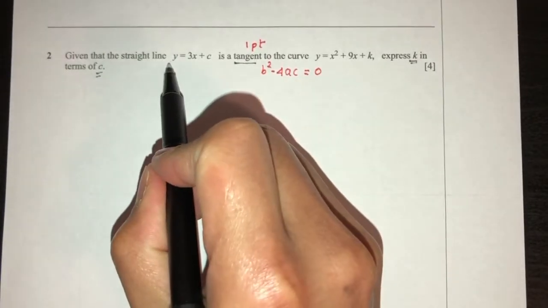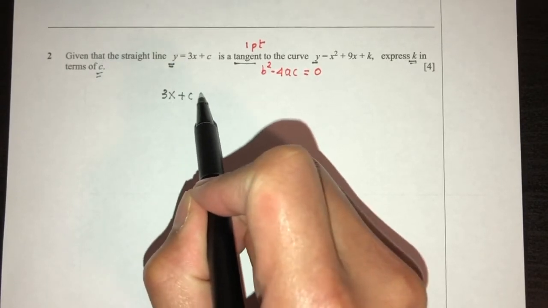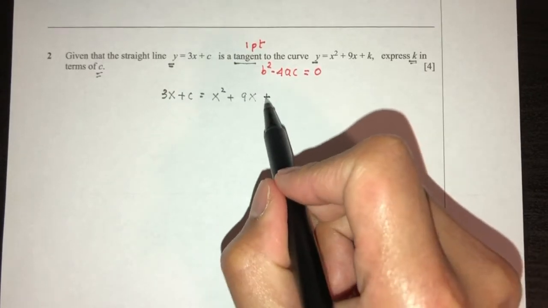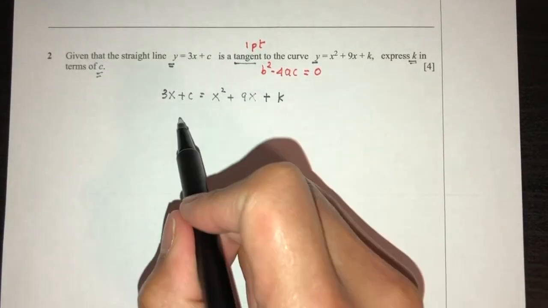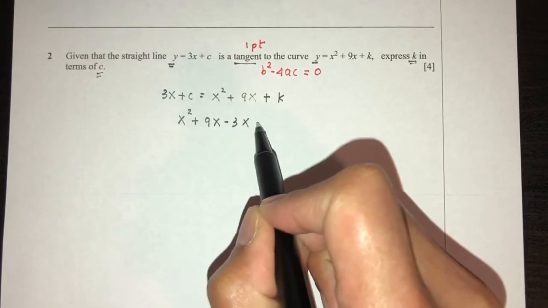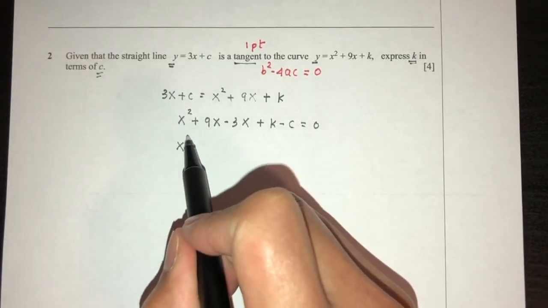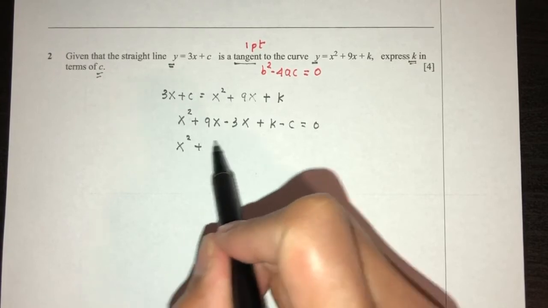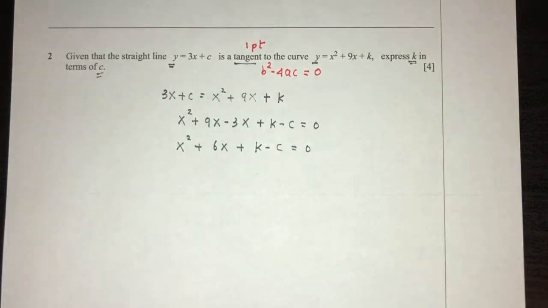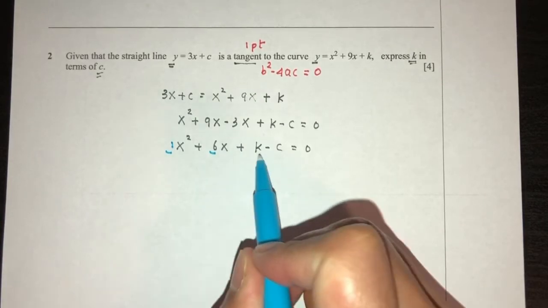So here we have y, here we have y. You will have 3x plus c equal to x squared plus 9x plus k. Now send everything to one side. You will have x squared plus 9x minus 3x plus k minus c equal to 0. Simplify. This will be x squared plus 6x plus k minus c equals 0. So right now we have, this is 1, this is 6, a, b, and c.